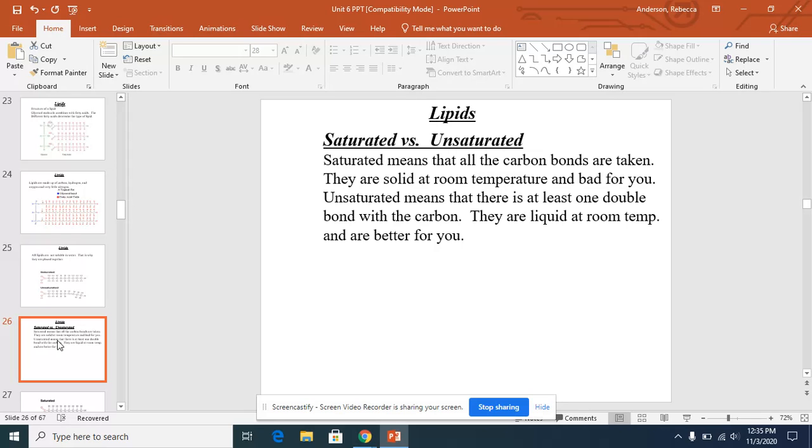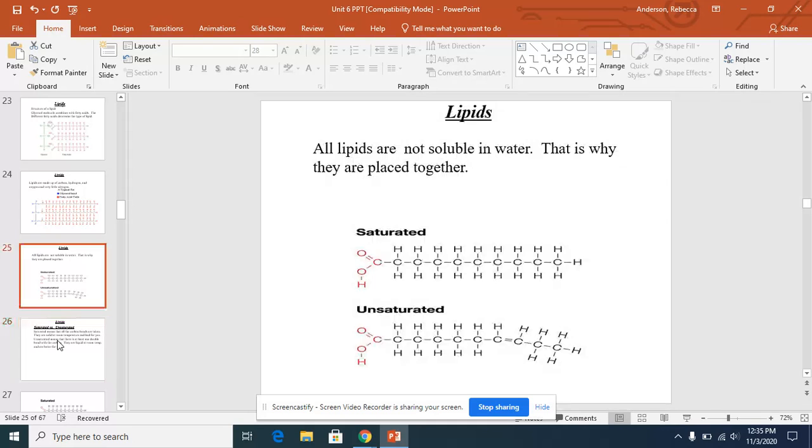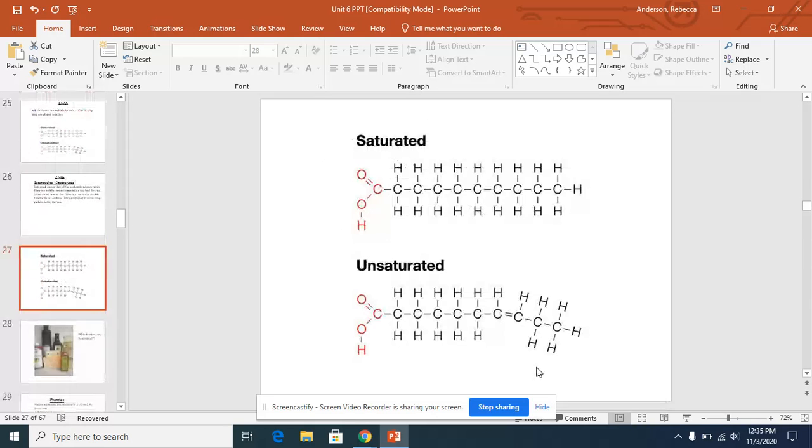So if it is a fat that is a solid at room temperature, it tends to be more unhealthy than if it's a liquid at room temperature, which is healthier for you. Not saying if it's liquid, it's healthy, it's just healthier for you. But it's crazy how that one little double bond changes what phase it's at in room temperature, and it changes how your body takes it and whether it's healthy for you or not.